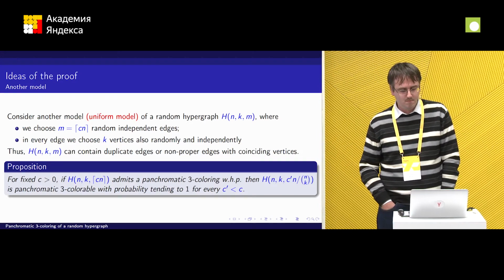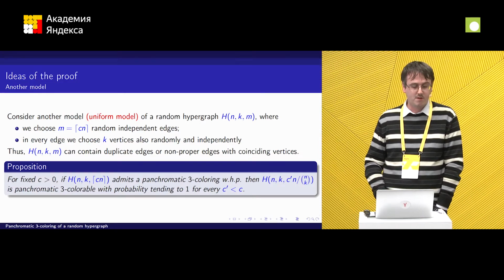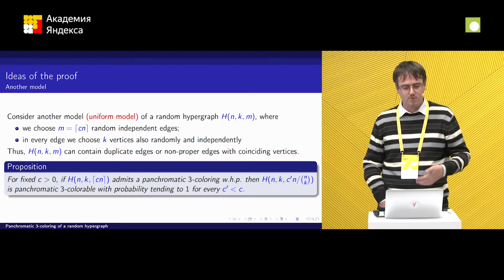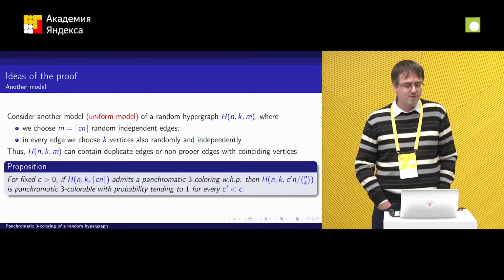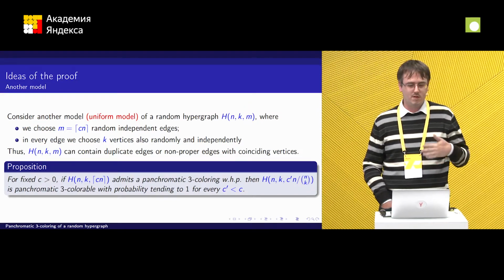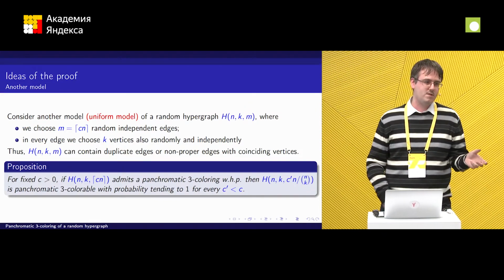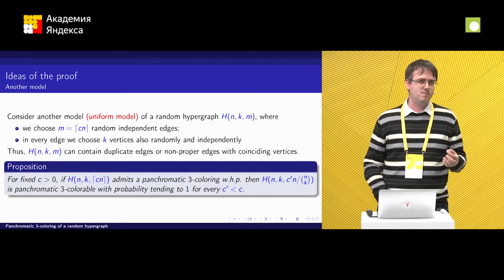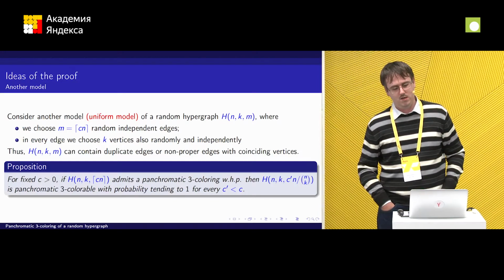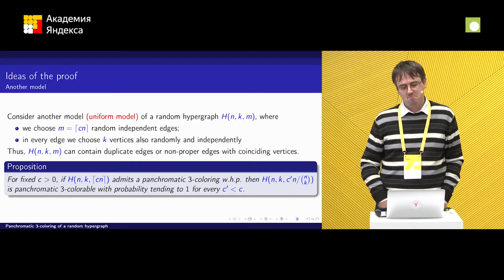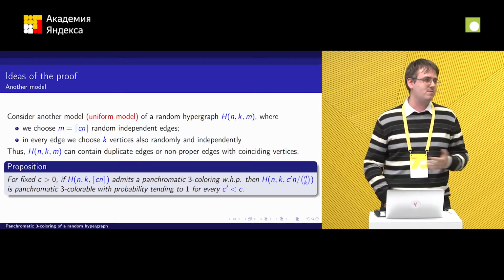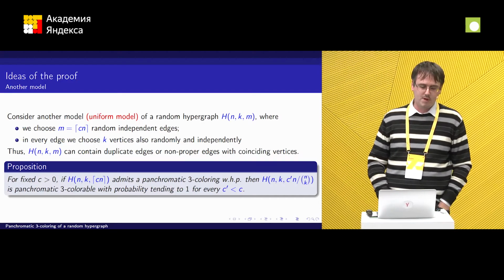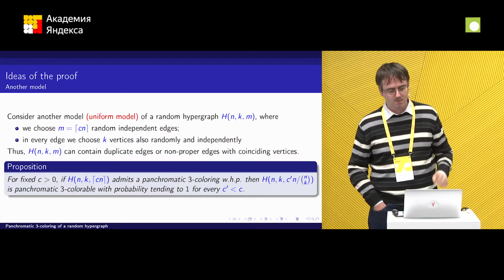Maybe it can be bad because our hypergraph can contain duplicate edges, so the number of distinct edges is not always equal to m, of course. And it can even contain non-proper edges with coinciding vertices. Some vertices can coincide, so in fact the length of our edge is not k, it can be less. Maybe even every vertex of an edge can be the same. Such an edge we cannot color panchromatically, but it will happen with tiny probability tending to 0.